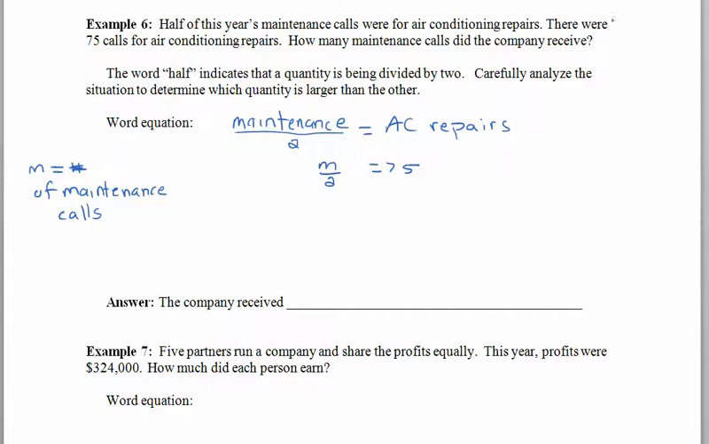On the left-hand side, we have some division. We'll undo that division by multiplying both sides of our equation by 2. Right, what we do on the left, we must also do on the right. Of course, 2 divided by 2 is just 1, and that leaves us with M all by itself. And of course, 2 times 75 is 150. So the company received 150. Look back, M stands for maintenance calls. Let's slide on down to our next example.